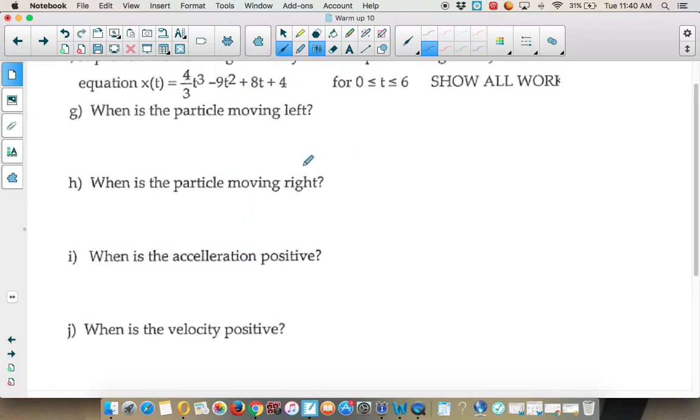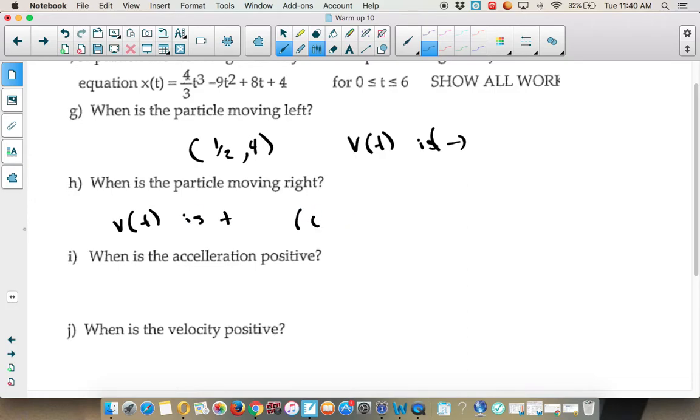So we're going to use interval notation. It's asking when is the particle moving left. Well, it's moving left when velocity is negative. So that happened, in interval notation, from 1/2 to 4, and it's where v of t is negative. Okay, when is it moving right? Well, it's when v of t is positive. So that happened from 0 to 1/2, and then again from 4 to 6.